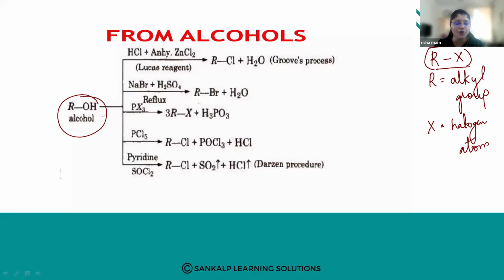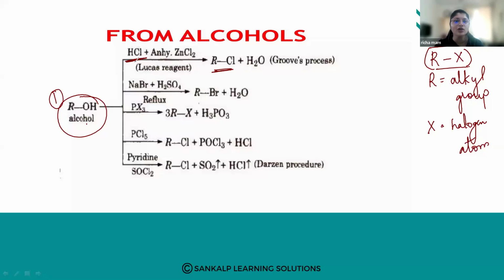Now, how will you prepare it? First is by using the halogen acids. Alkyl halides can be prepared by treating alcohols with a halogen acid, like HCl. By treating it with HCl, you will obtain the alkyl halide. So this is the first method, the first reaction, using the halogen acid.